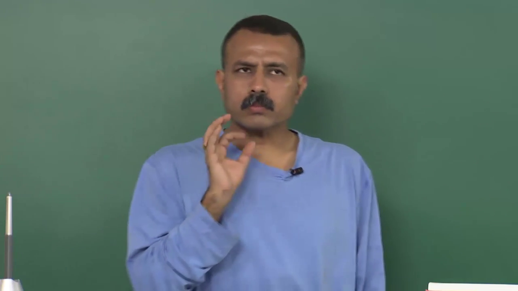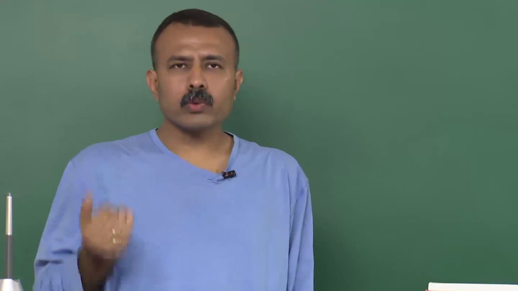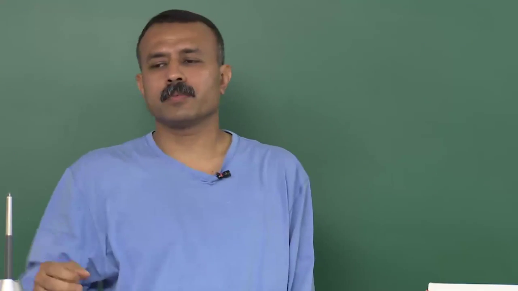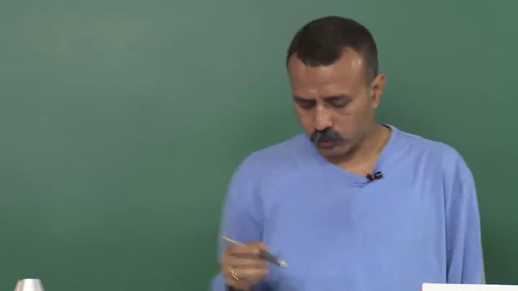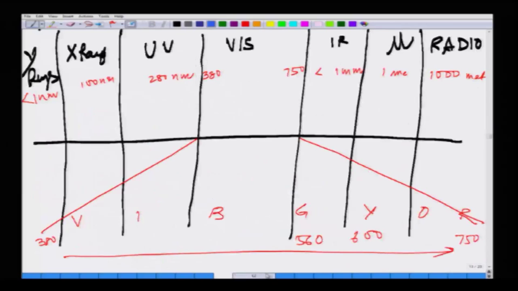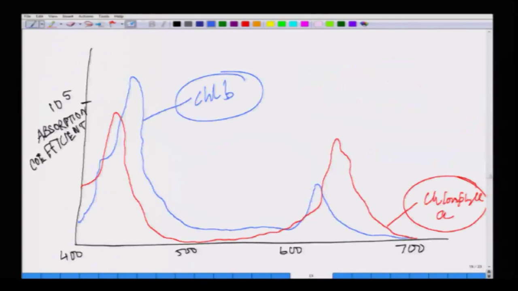Now, the next pertinent question we are going to try to understand is something called a reaction center. So if I take you back to some of the previous slides, coming back to this slide, where the light is falling, and in the thylakoid membrane, there are chlorophyll molecules which are getting oxidized, and then again coming back to the ground state. Okay, let me come back here.